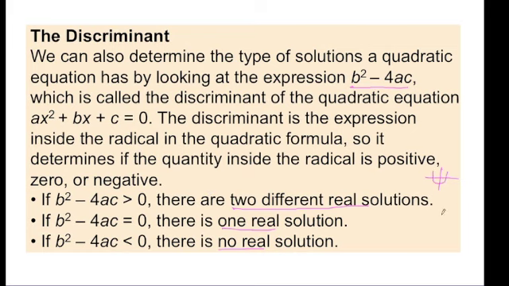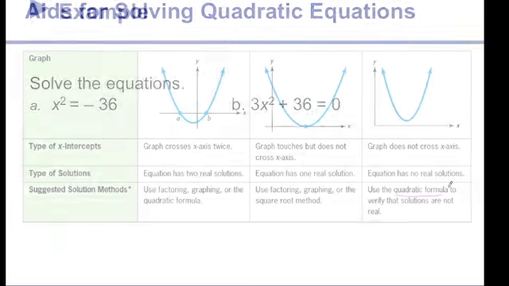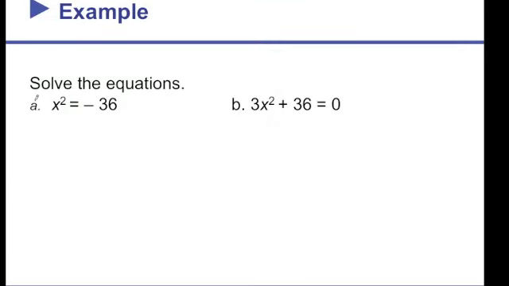So here's the graph. This crosses the x-axis twice, has two real solutions. Factoring, graphing, or the quadratic formula work for solving it. Here's a graph that touches but does not cross the x-axis. It has one real solution. Factoring, graphing, or the square root method works best for it. When the graph does not touch the x-axis, it has no real solutions, and you're going to have to use the quadratic formula to solve that. And here are some more equations to try solving.